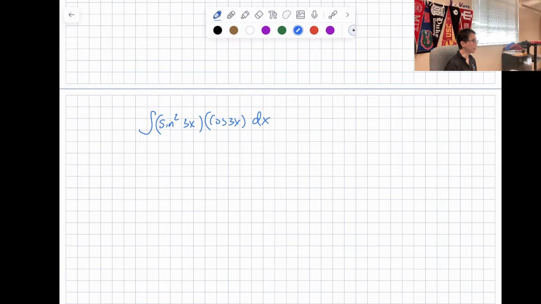Think about what u equals and think about du. If du is part of the question, something can cancel.